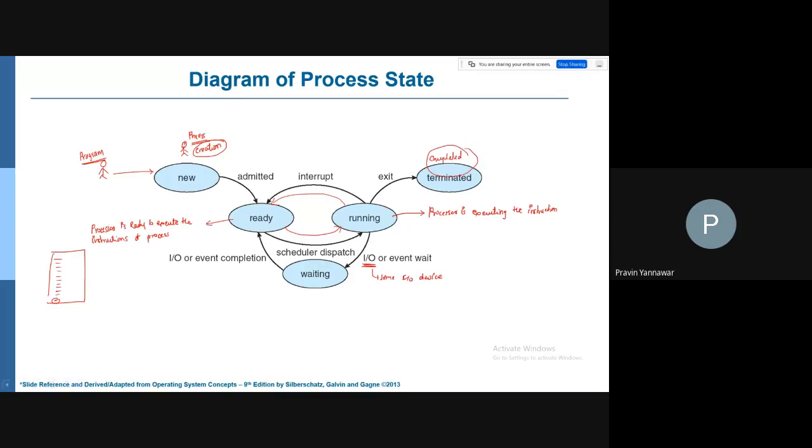So this task is being completed. Okay, so the process will exit. Now when it is in this particular state, the terminated state, it will release all the allocated resources. Whenever a process is running and gets terminated, before going into this state, it will release all the allocated resources. This is important.